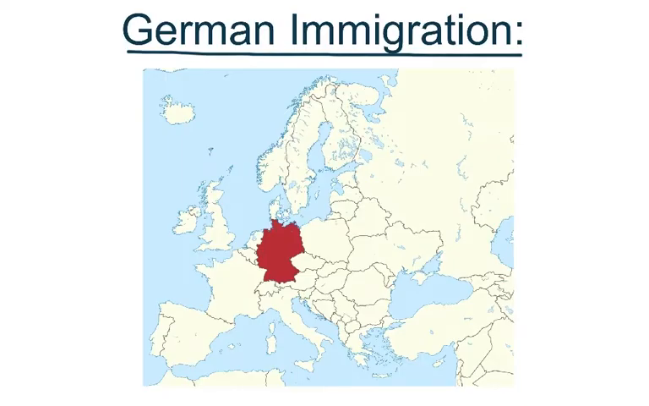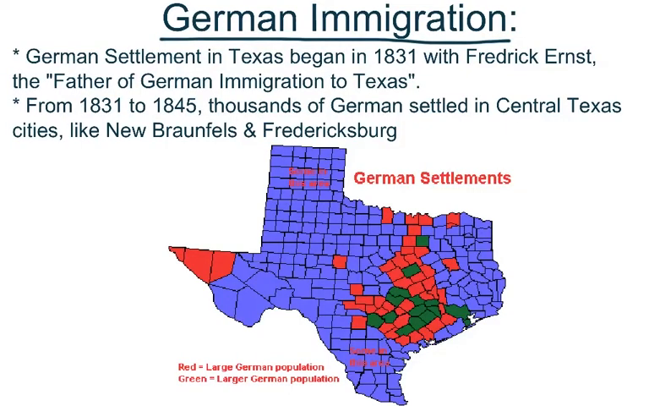Now we're going to move into part 2 of our chapter 8.3 section 3, and we're going to talk about German immigration. Here we see a picture of Germany, the country, on the European map. Now, German immigration and German settlers in Texas began in the year 1831 with a man named Friedrich Ernst, right? He later became known as the father of German immigration to Texas.